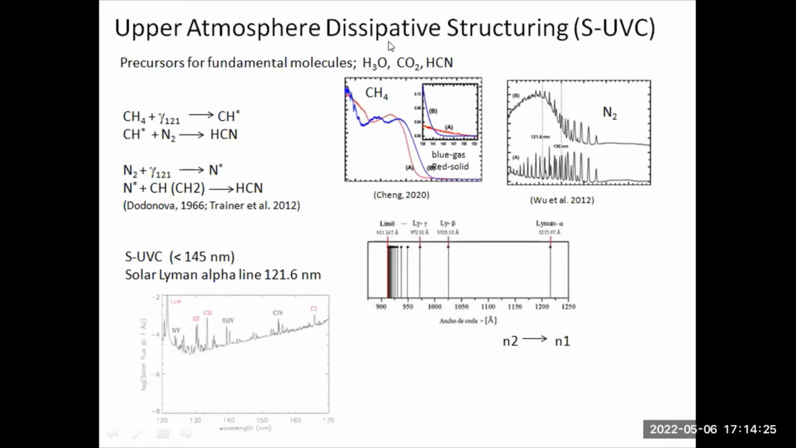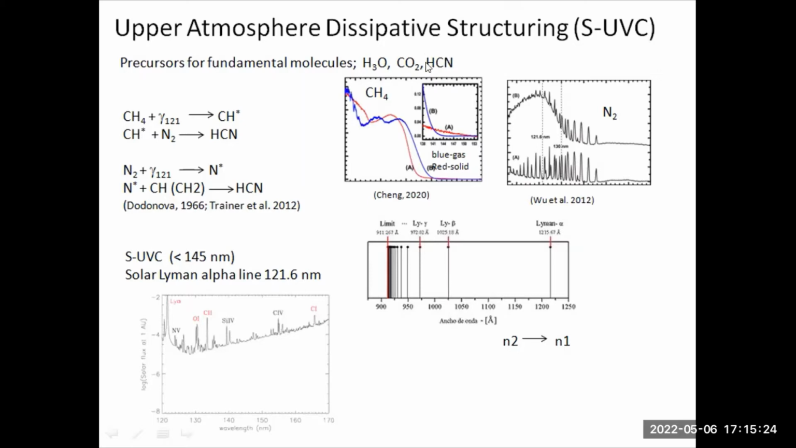Okay, but now to get dissipative structuring, we need the precursors for the fundamental molecules. And so far, for the DNA bases, for example, we need water. This should be H2O, not H3O, sorry. And carbon dioxide and hydrogen cyanide. Well, water, we know, is very common in the universe and on the planets. And so is carbon dioxide. So these molecules probably have also been dissipatively structured through light at much shorter wavelengths. But hydrogen cyanide is also very common in the universe.